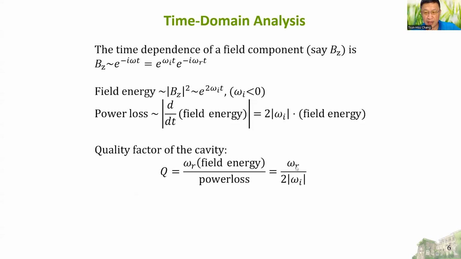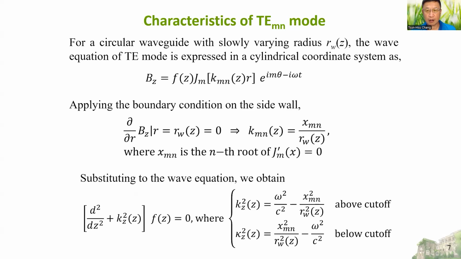So omega R, the real part, is the resonance frequency, divided by 2 times the absolute value of omega I. That means we can obtain a time domain model. All we need to do is calculate the complex omega, the resonance frequency together with the quality factor of the cavity. Now let's focus on the single mode, the simplest case, the TE_mn mode.